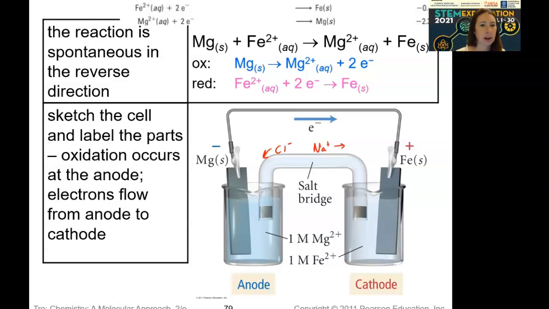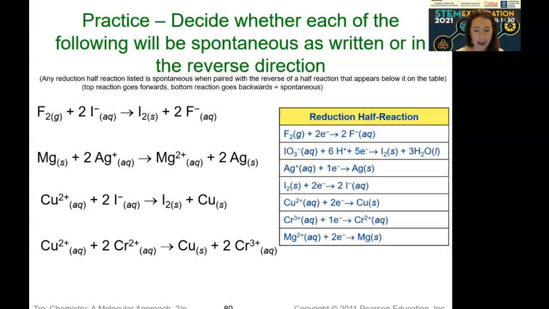All right, this one's for you. I want you to think about this one. I want to know if it's spontaneous as written or spontaneous in reverse. Try this one, and I'll give you about 2 minutes to do it, and then we'll go over it together.